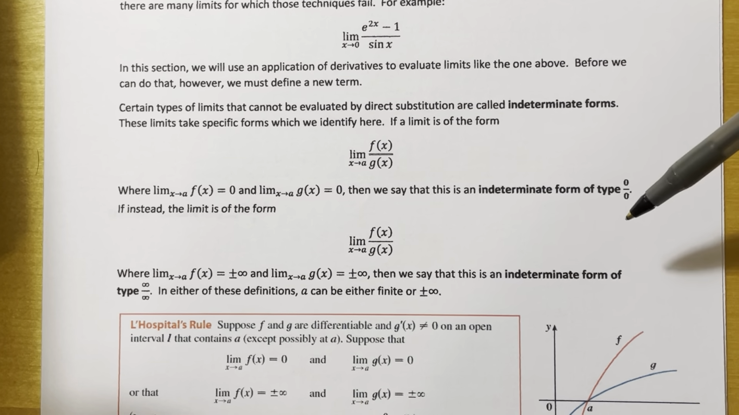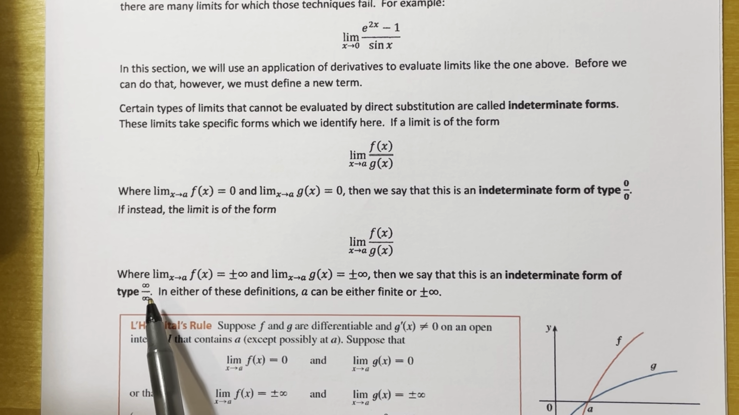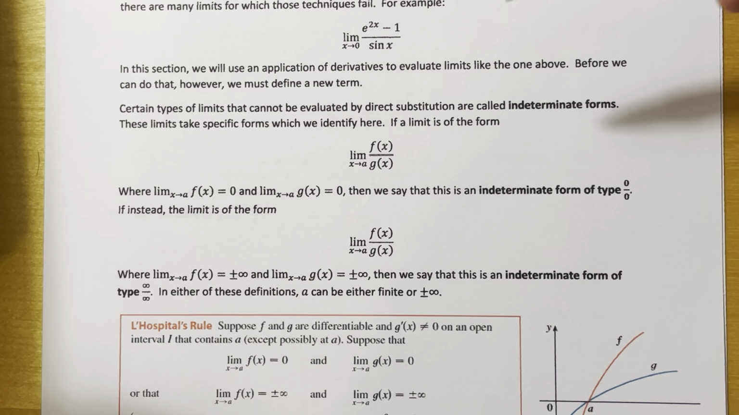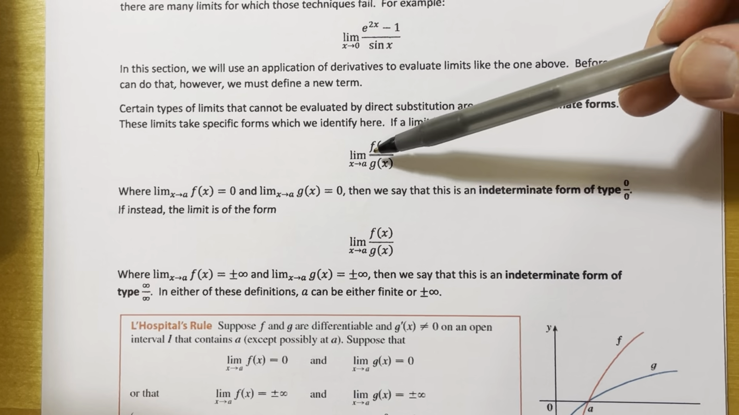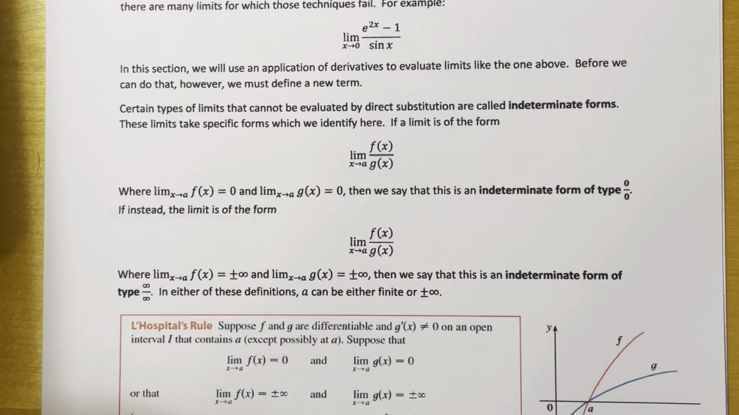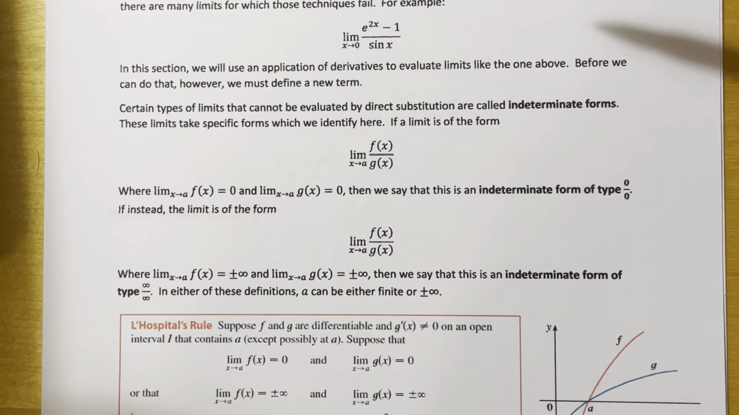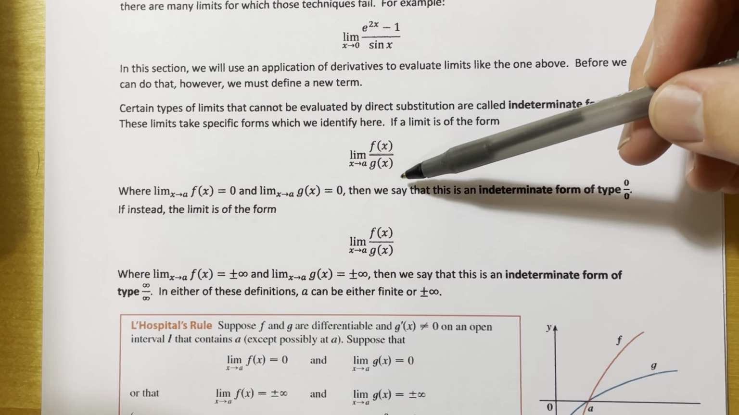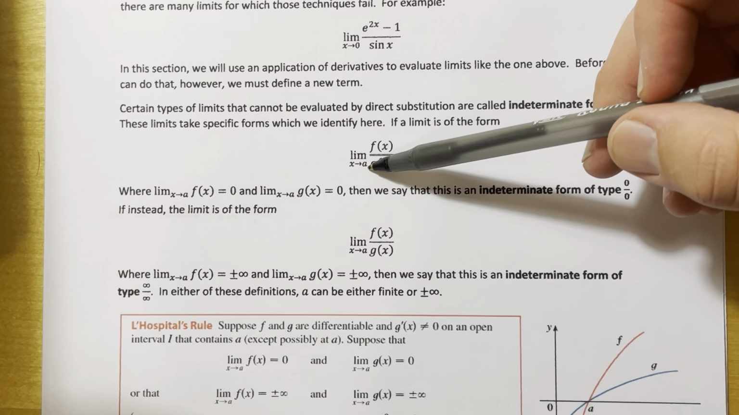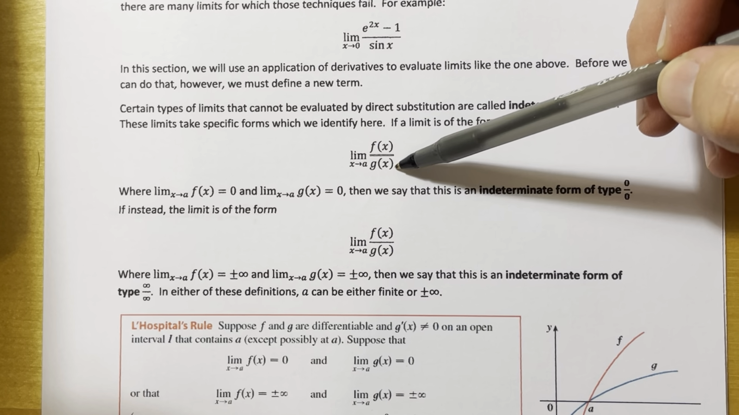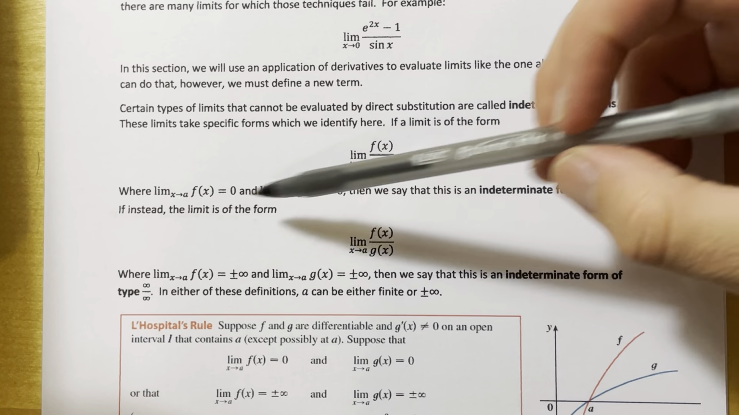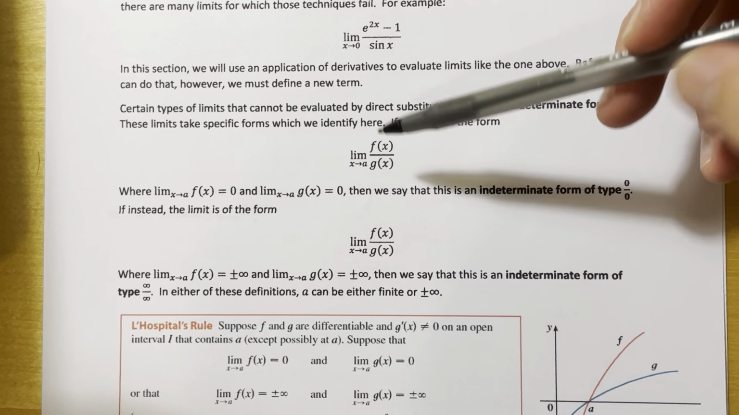So we have an indeterminate form of type 0 over 0, which we'll talk about right here, and then another indeterminate form of type infinity over infinity. When I say an indeterminate form of type 0 over 0, first of all, we're talking about a limit. So expressions by themselves are not indeterminate forms. It has to be a limit. But it's a limit of the form f of x over g of x as x goes to a, where the limit of each of the functions in the numerator and denominator both go to 0 as x approaches a. That's what's being said here.